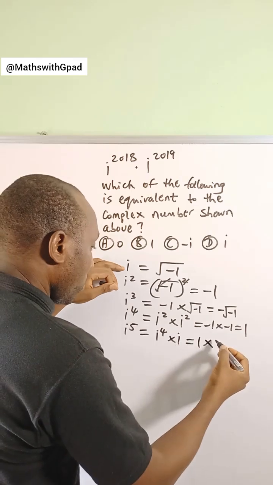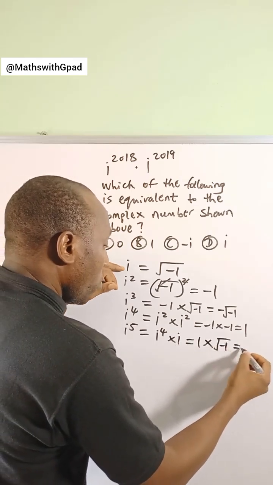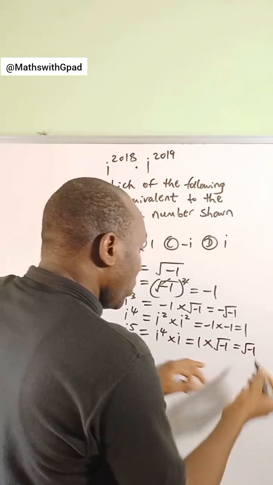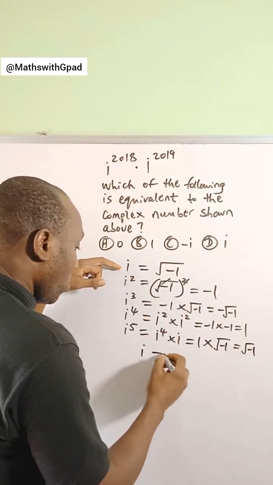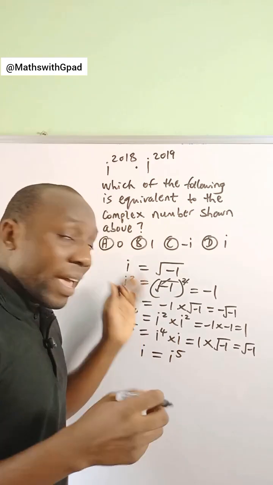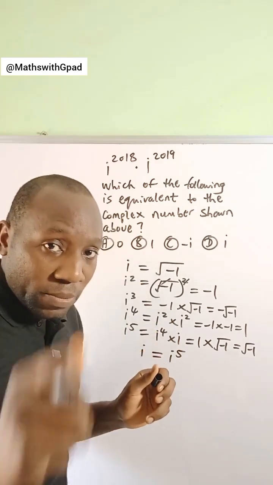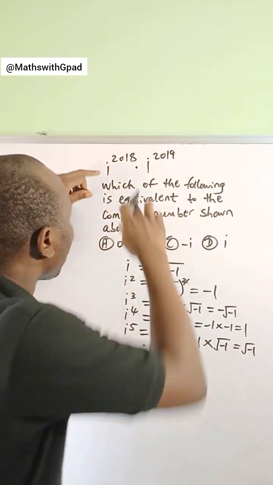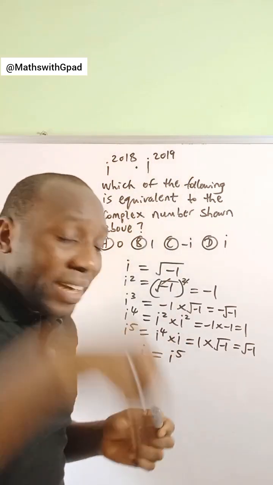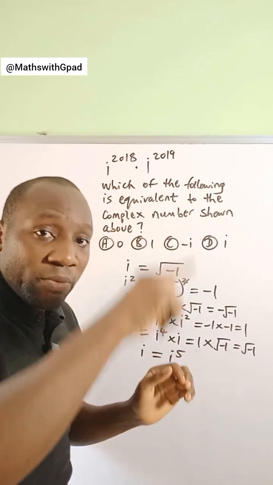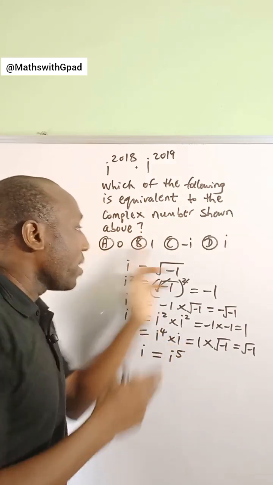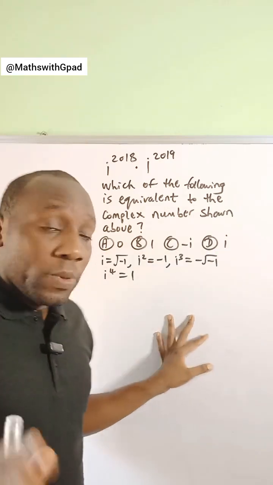What is i? The square root of negative 1. So 1 times the square root of negative 1 is the square root of negative 1, which is the same thing as i. So you can see that i is also equal to i raised by 5, which means the powers of i cycle every 4 steps. We're not interested in this large exponent. We can just divide it by 4. Since it cycles every 4 steps, whatever is the remainder will help us in getting the answer. Because of space, I have rewritten this.